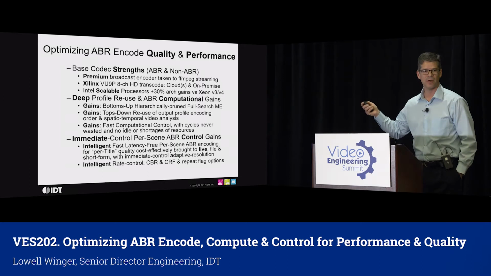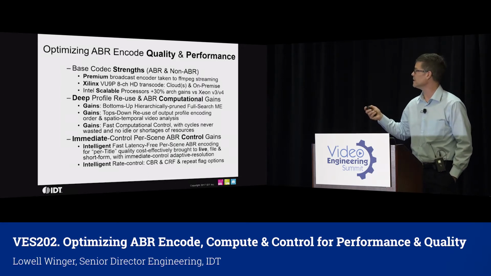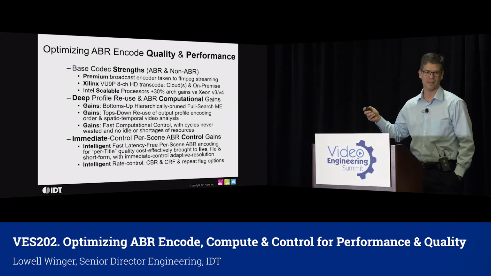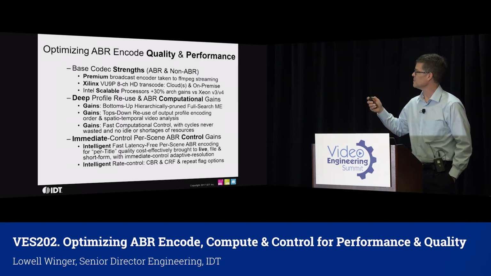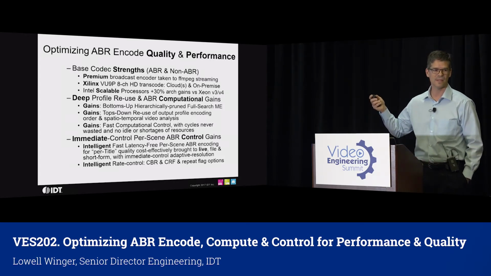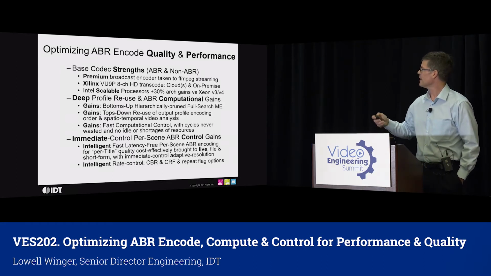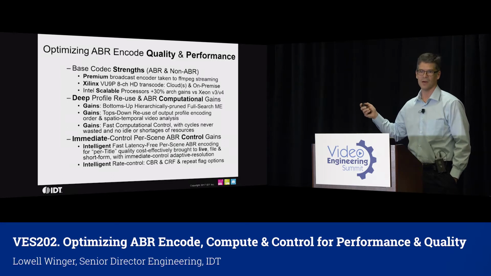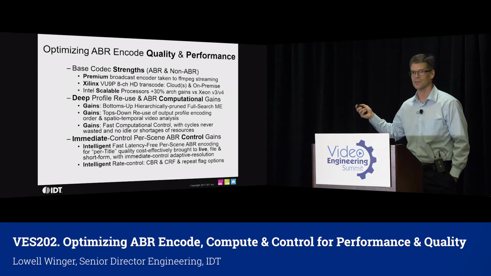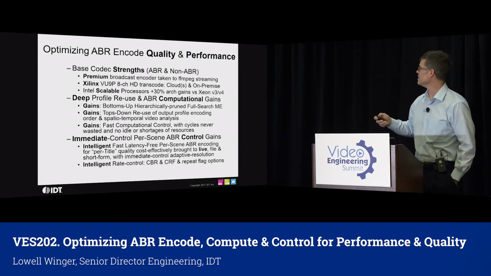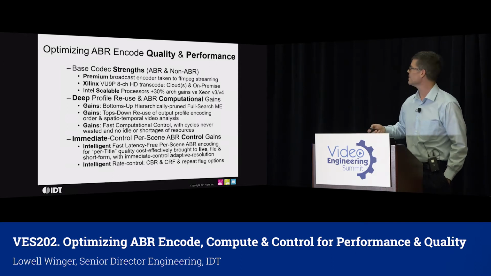So we've taken a premium broadcast encoder, broadly deployed, and it's now an FFmpeg streaming plugin. That's so it's available in the cloud and on premise, both on Xilinx programmable devices, FPGAs, so the VU9P, and on Intel Xeon processors. Today I'll emphasize the scalable processors because we have some nice gains specific to those. But it's available across the board on available generations of Xeons, V3, V4, Broadwell, Haswell.